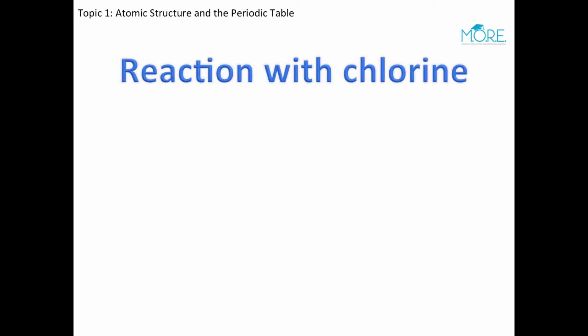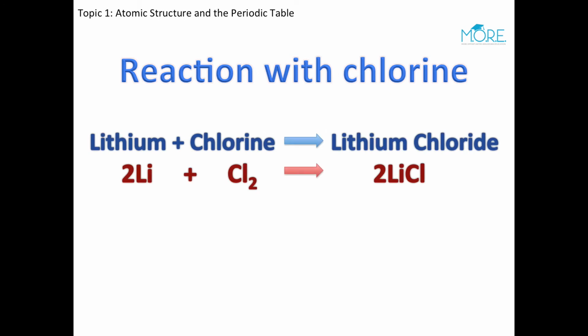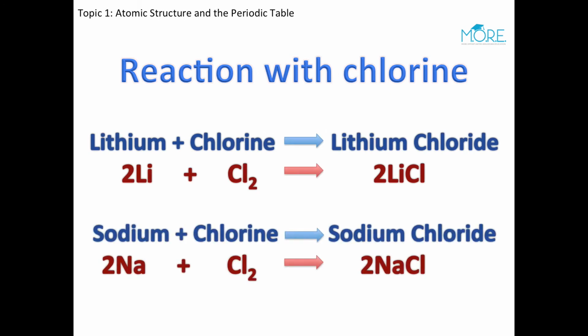For your exam, you'll have to know examples of word and symbol equations for this reaction. When alkali metals react with chlorine, they form metal chlorides, and we'll have a look at 2 examples. So here is lithium and here is sodium, and their balanced symbol equations as well.